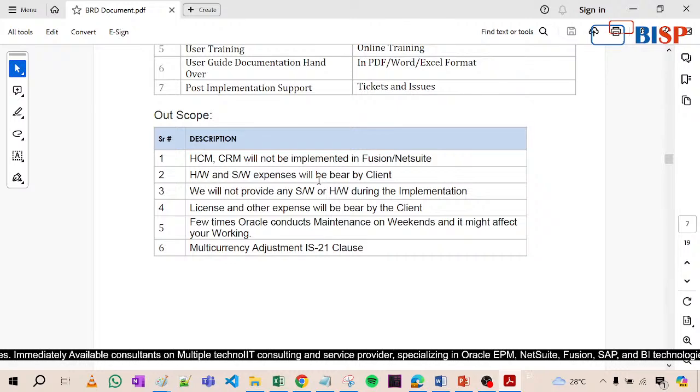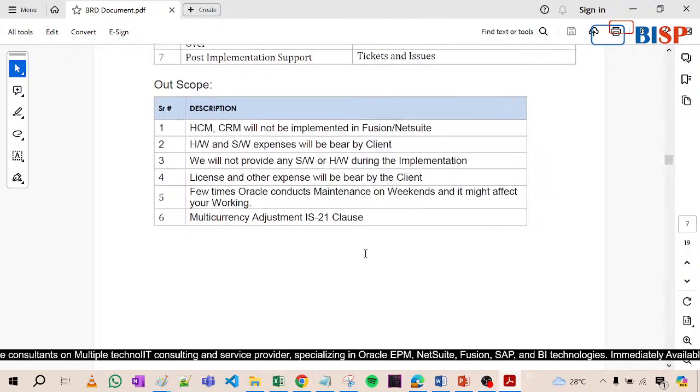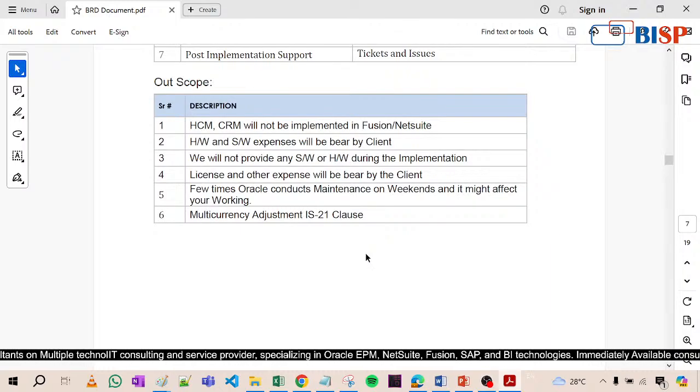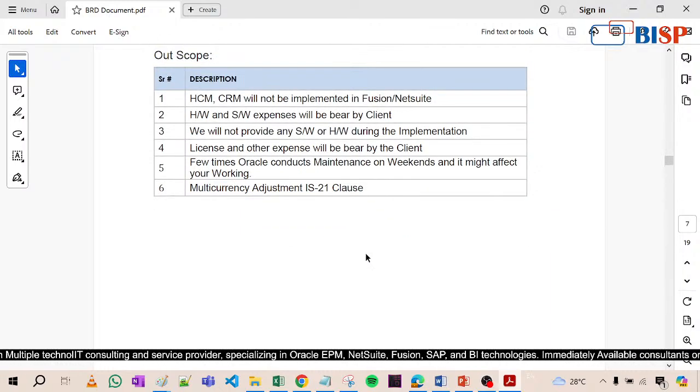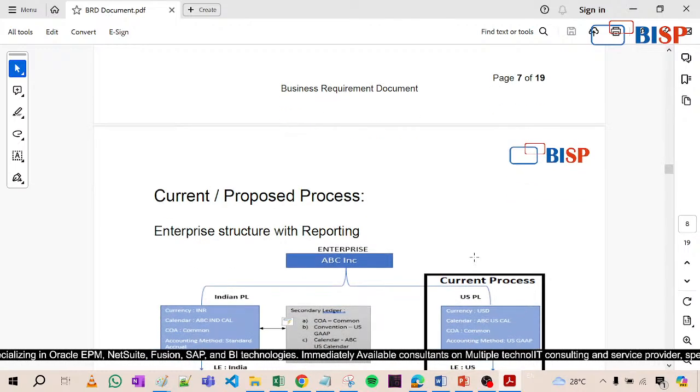Because many times some new hardware is also required if they demand it. License and other expenses will be borne by the client. For license, suppose in the beginning the client says, okay, we have only 2 sales reps, we are using them. But later on the client says no, we have 4 sales reps. In that case the license cost will be borne by the client. So we have to provide it in the out of scope, that we are not going to do anything in costing.